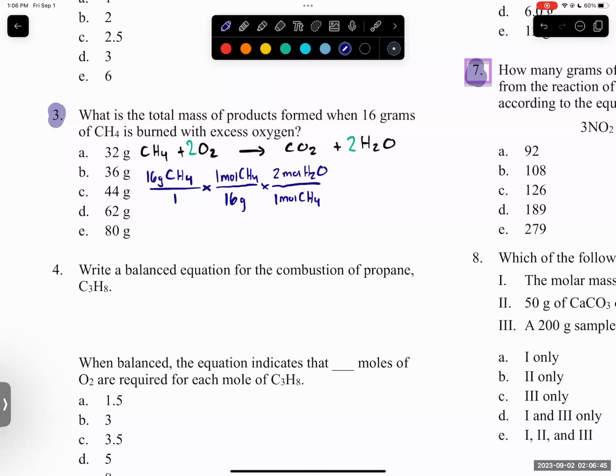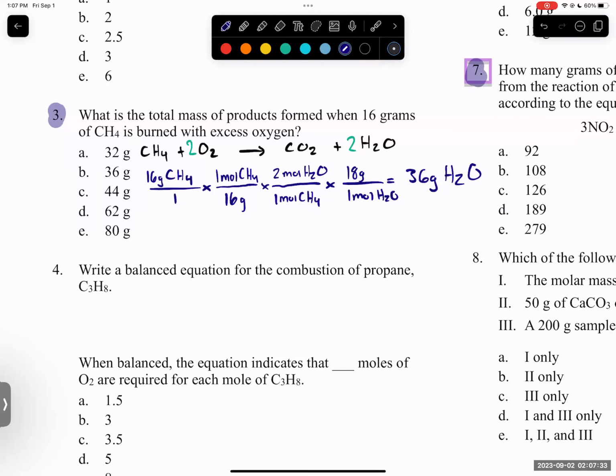And now we need to get to the mass of water. So what should we use? So 1 mole of water has a mass of 18 grams. Put that into our calculator. I'll give you a moment with your calculators. Yeah, 36. That's 36 grams of water.